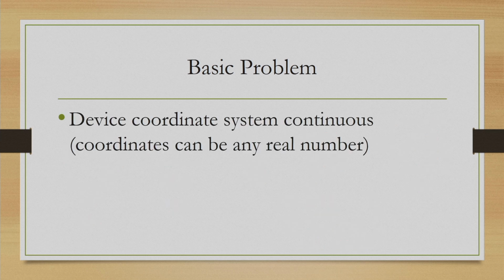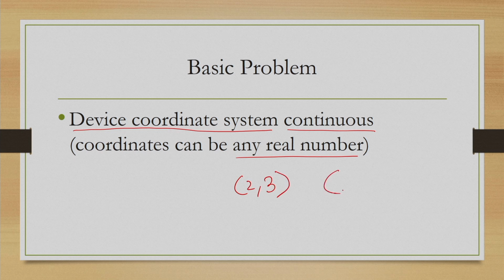However, the device coordinate system that we are talking about is a continuous system. That means, the coordinate values of any point can be any real number. So, we can have coordinate like 2, 3 which are integers, whereas we can also have a coordinate like 2.5, 3.1 which are real numbers. So, all sorts of coordinates are allowed in device coordinate system.